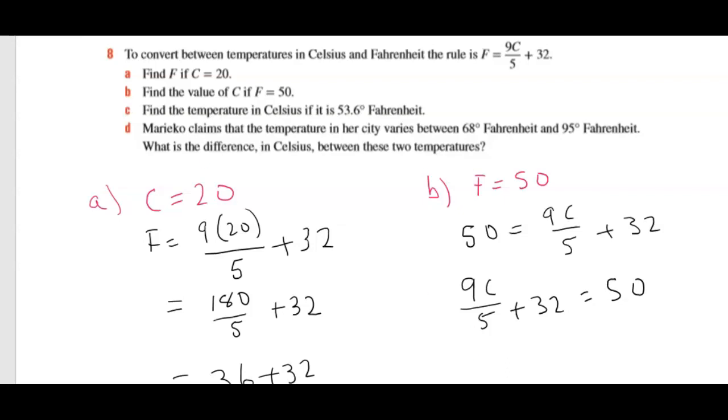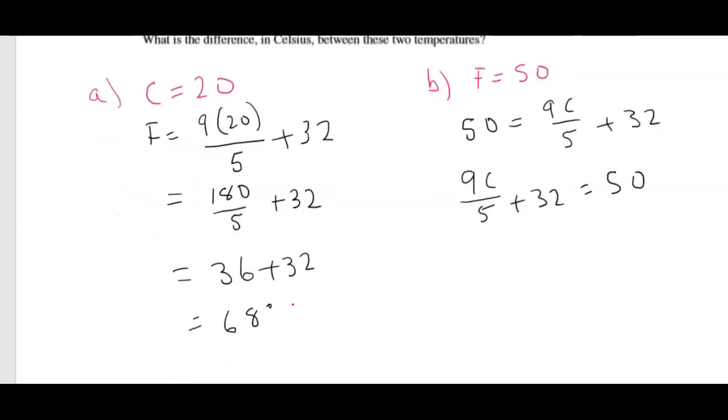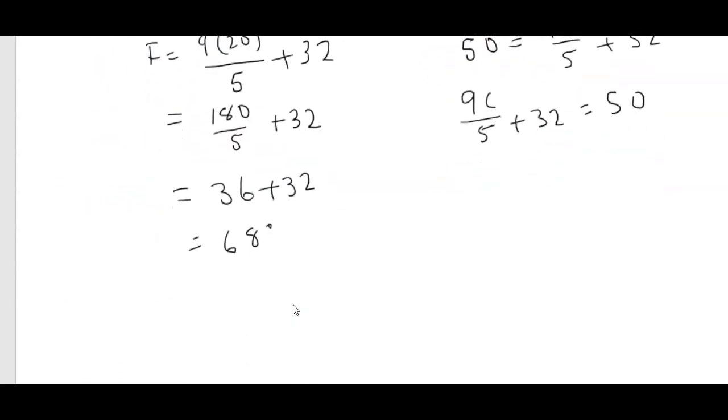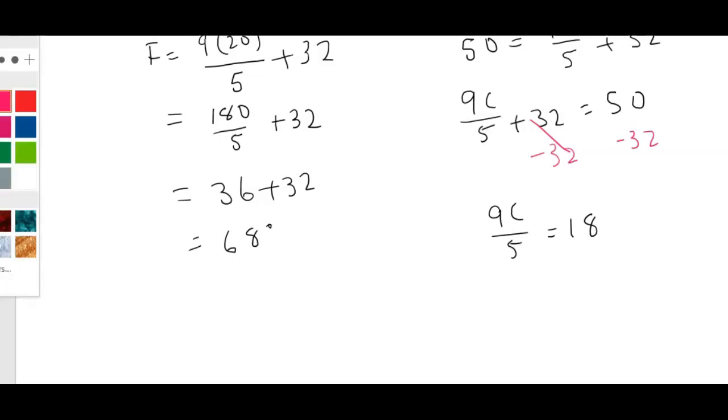All right, so subtract 32 from both sides. Remember, we get rid of our constant first. And then we're left with 9C over 5 is equal to 50 minus 32, which is 18. And then we want to get rid of this divided by 5 by multiplying both sides by 5.